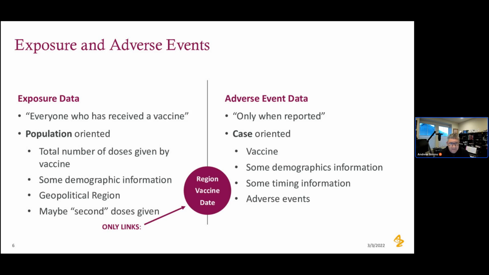As far as adverse event data, again, case reporting systems, we were using public systems for this project. These are case-oriented systems, meaning, again, we'll only see a report when someone has taken the time to submit one, either a physician, the patients themselves, their families, and so forth. And if we're lucky, we'll get the vaccine, of course, maybe some demographic information like age, sex of the patient, and so forth, some timing information, and of course, a set of adverse events.